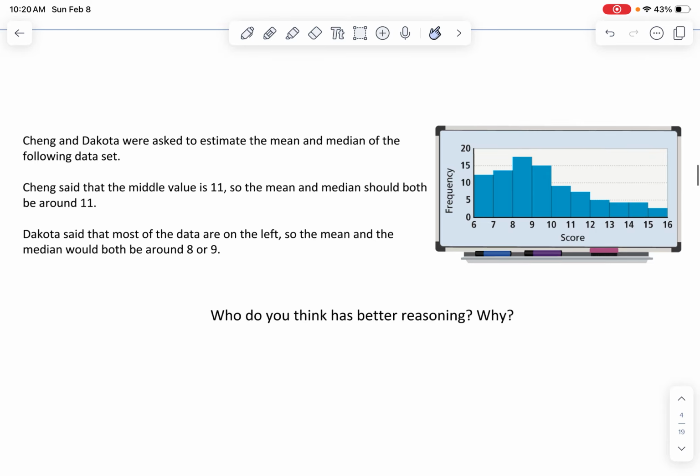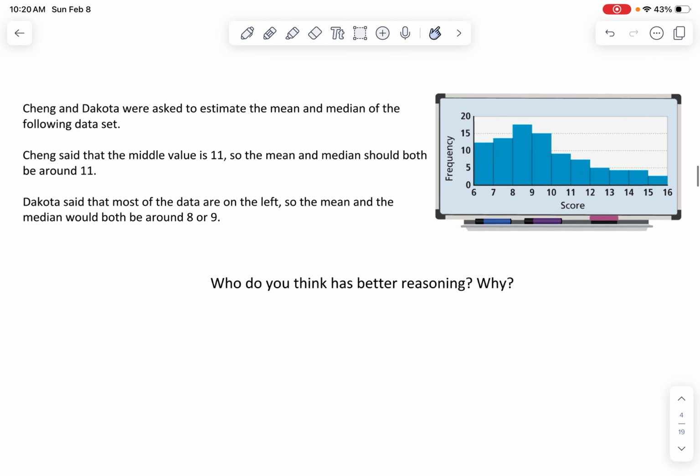Okay, so take a look at this. This is a histogram. Cheng and Dakota were asked to estimate the mean and the median of the following data set. Cheng said that the middle value is 11, so the mean and median should both be around 11. Dakota said that most of the data are on the left, so the mean and the median would both be around 8 or 9. Who do you think has better reasoning and why?